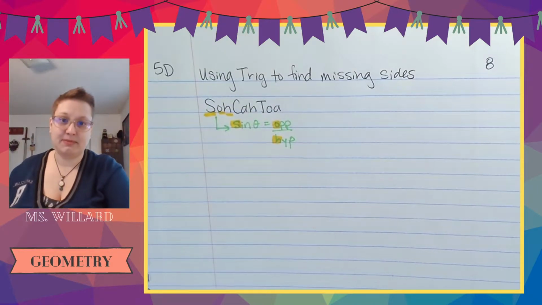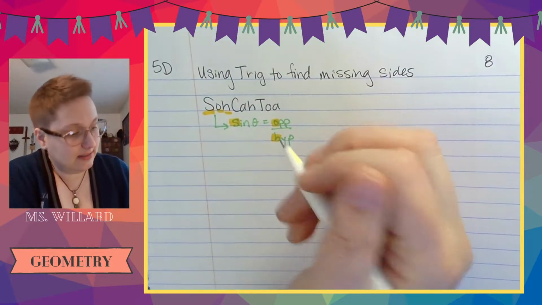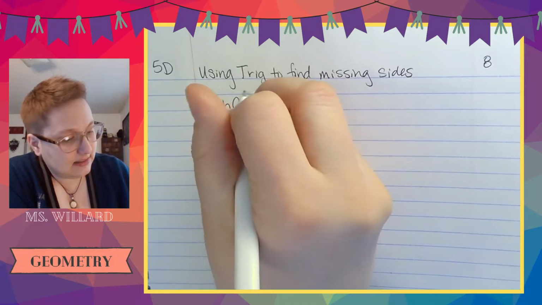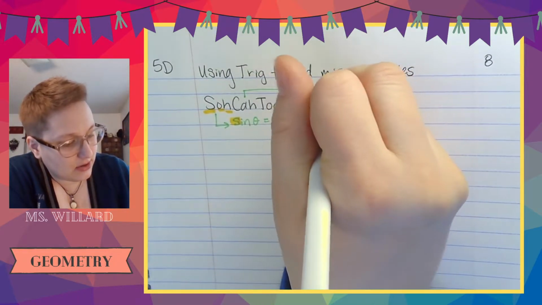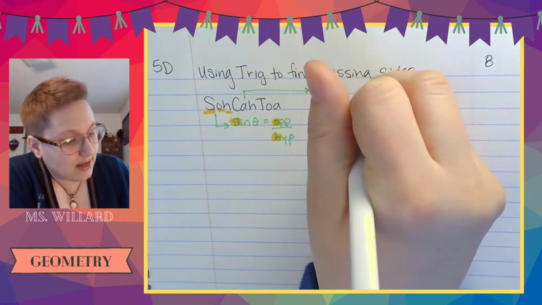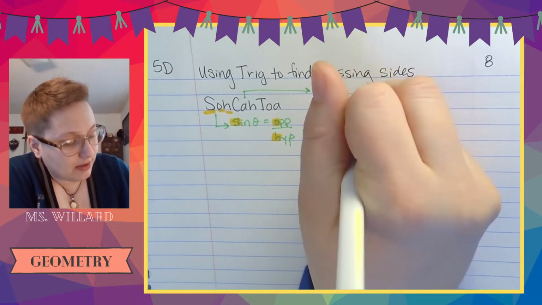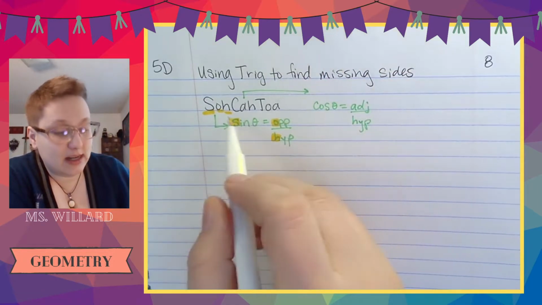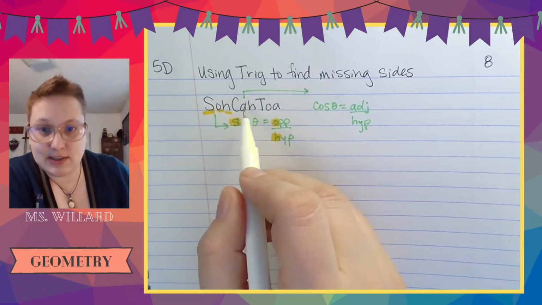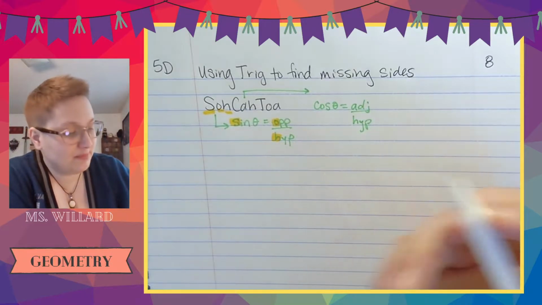Okay. We can do the same thing for Cah. Cah stands for cosine of an angle equals adjacent over hypotenuse. So same format. Cosine is adjacent over hypotenuse.